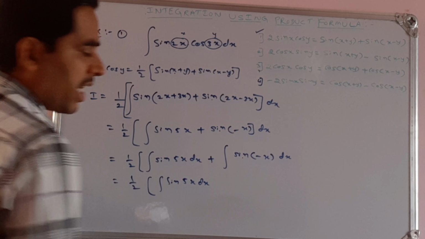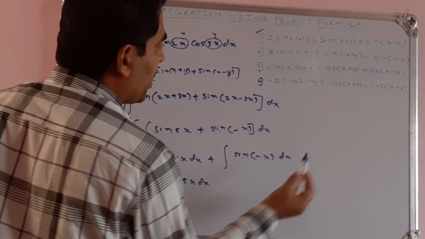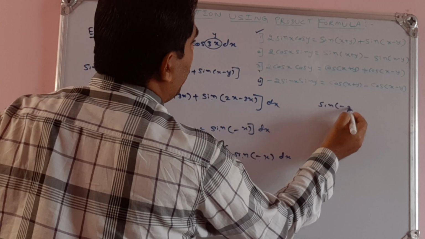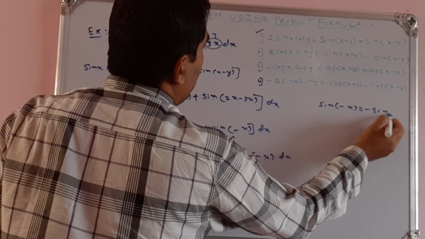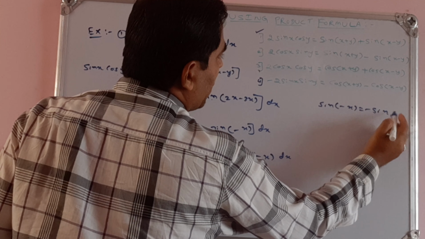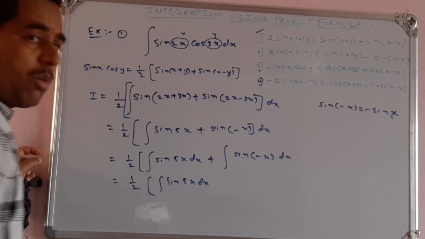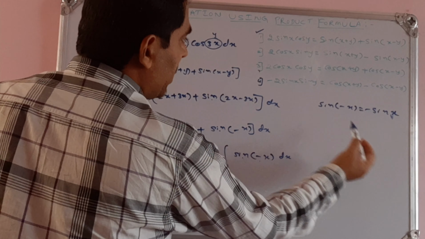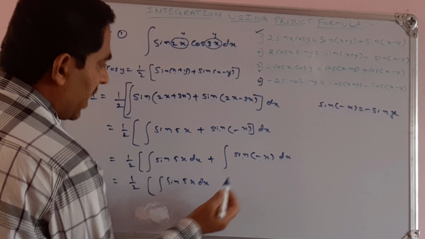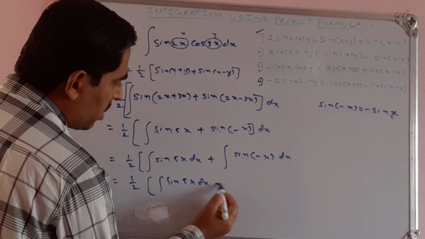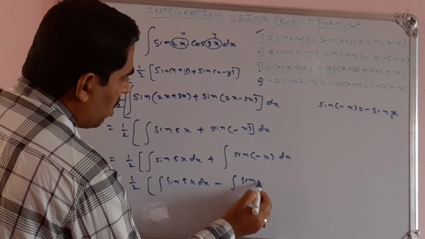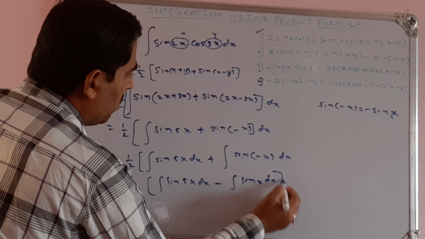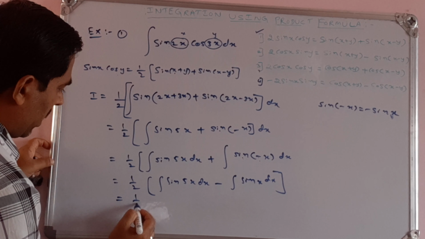Sin of minus x means sin of minus theta. So what is sin of minus x? Minus sin x. We know the formula: sin of minus theta is minus sin theta. So sin of minus x is minus sin x, and this minus comes outside. So minus the integral of sin x with respect to x. Now I can write half as it is.